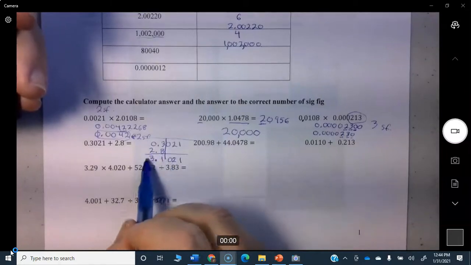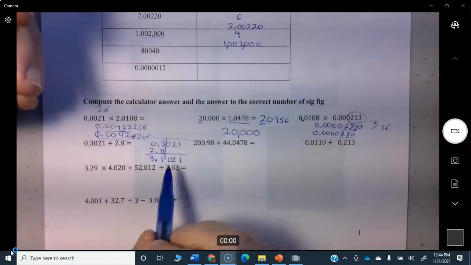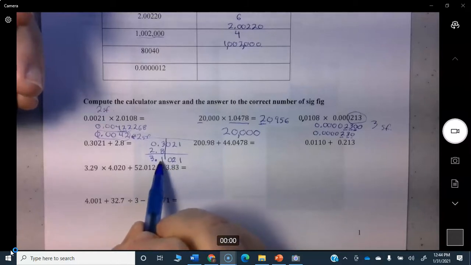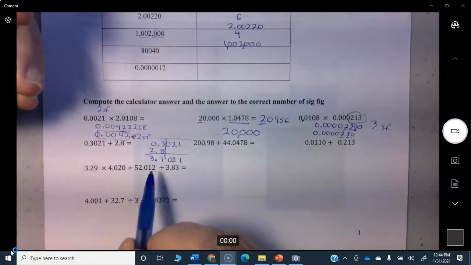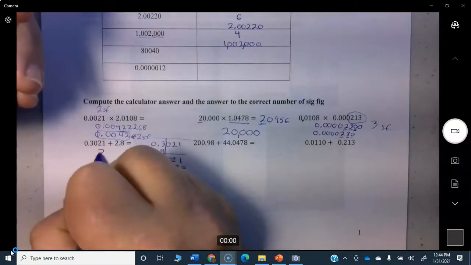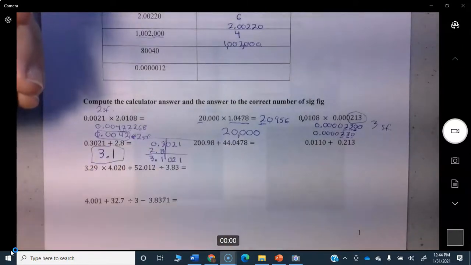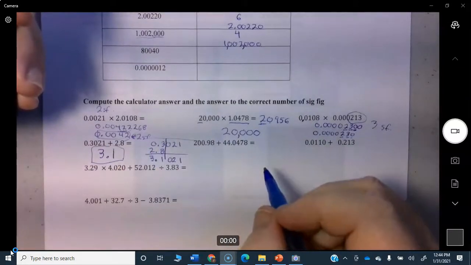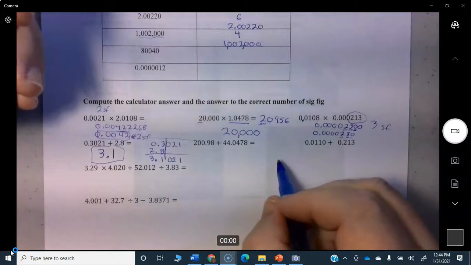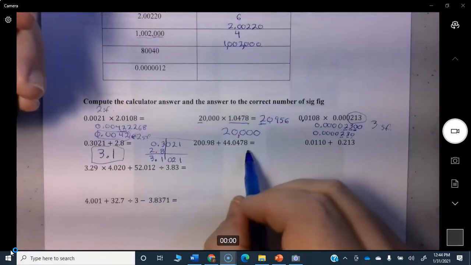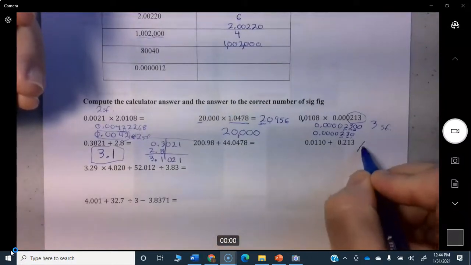Okay, so those are your significant figures right there. And this rounds this last one right here, and it's a 0, so it stays at 3.1. So the answer is 3.1. Okay. I'll do this one, and then I'll leave this one. This is a U problem.